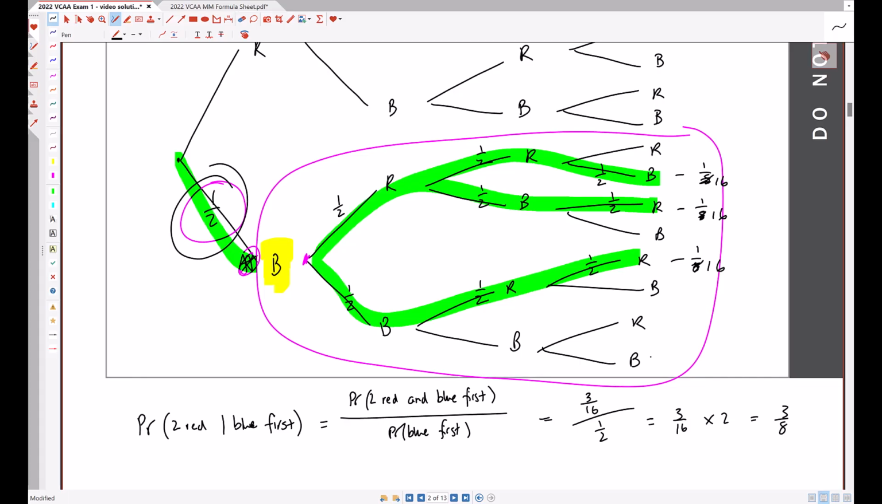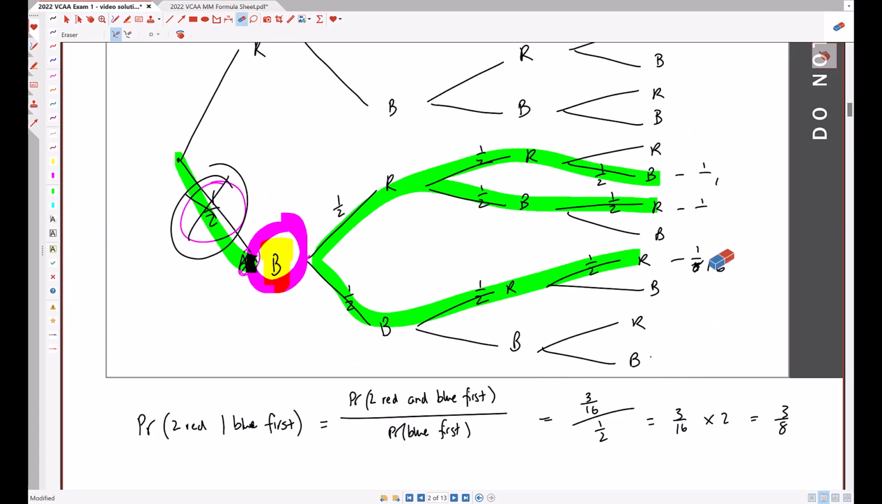That's what conditional probability is doing. It's reducing your sample space. It's allowing you to start your tree diagram from this point here. Whatever else happens you're not interested in. So we can literally just not worry about this bit at all. And then these probabilities here become 8s. So it's 1/8 plus 1/8 plus 1/8, so 3/8.